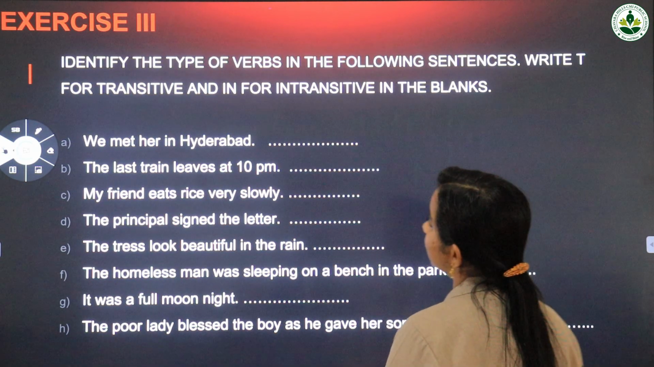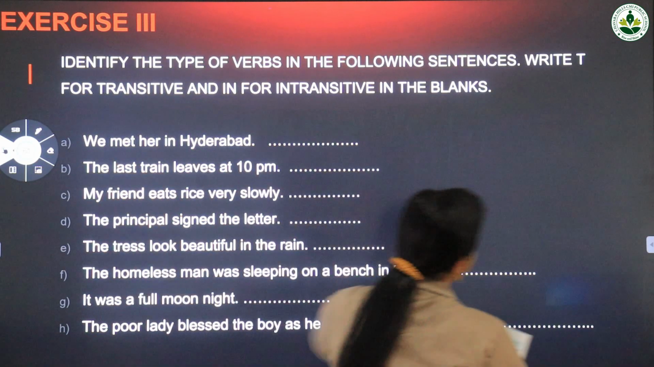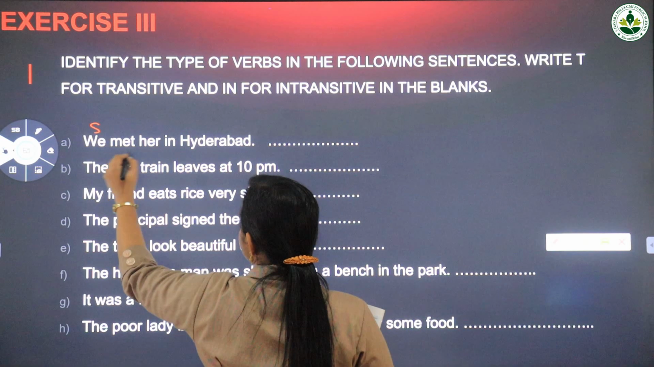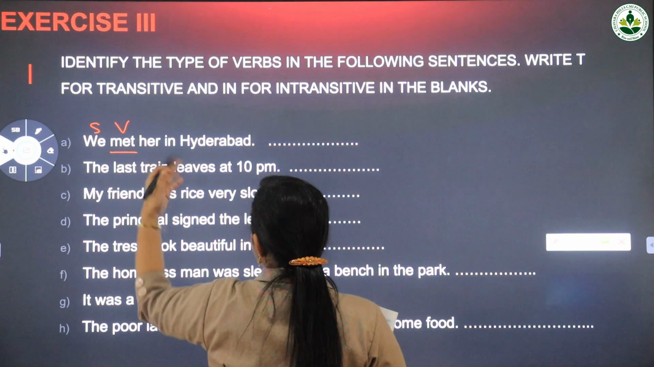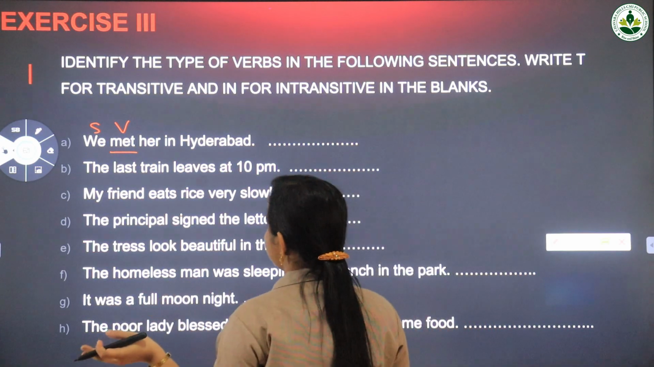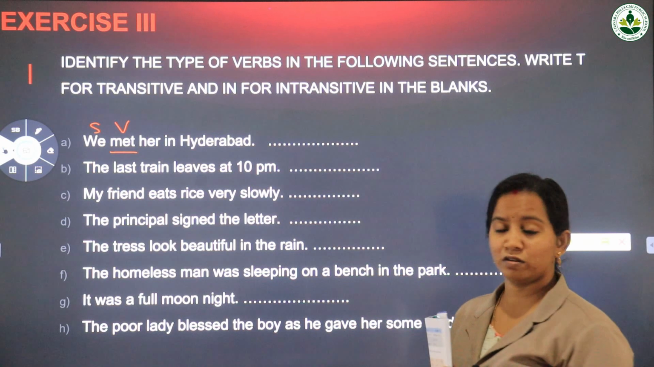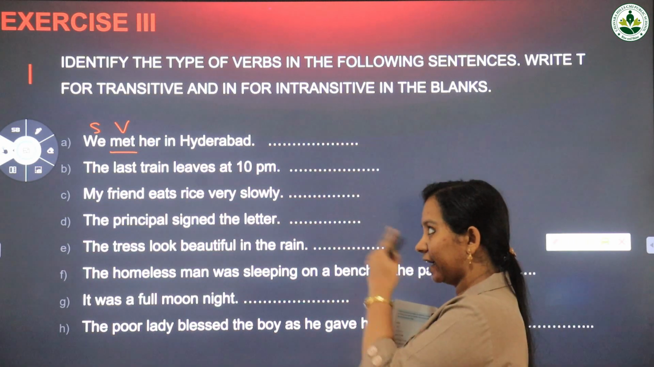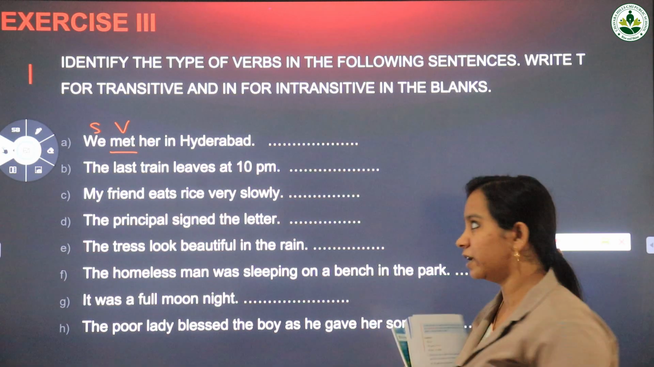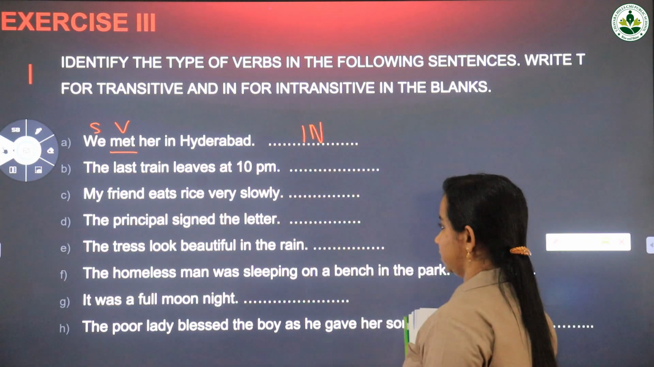We met her in Hyderabad. So we is the subject, met is the verb. Met for what? The meaning is not given, so an object is not needed. You ask what to the verb. If you don't get any object there, but the meaning is complete, then that is called an intransitive verb. So write here IN, intransitive verb.